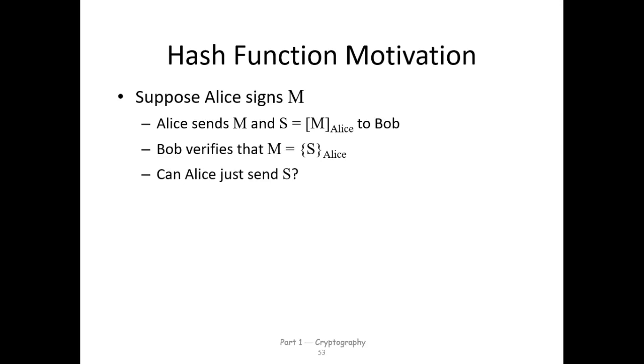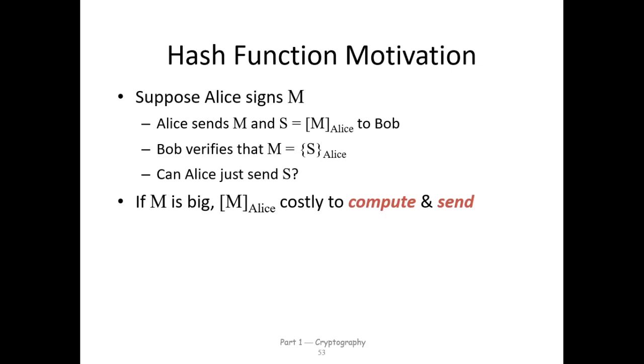So there is a question here. You can think of this question: can Alice just send S? If M is big, what happens? If M is big, S of M by Alice is costly to compute and send. If a particular message is very simple or small, then Alice can easily sign on that message and send it to Bob. But if it is big, then this is costly to compute and send. That's the different criteria.